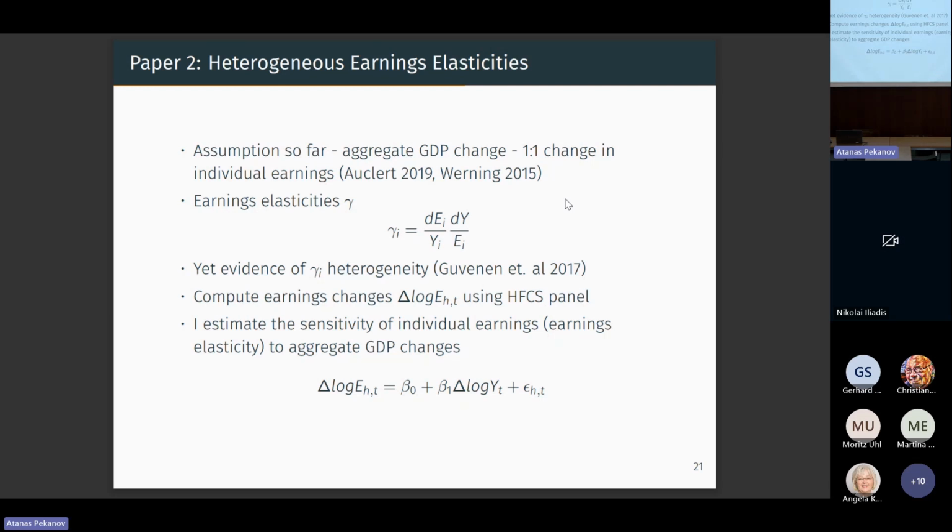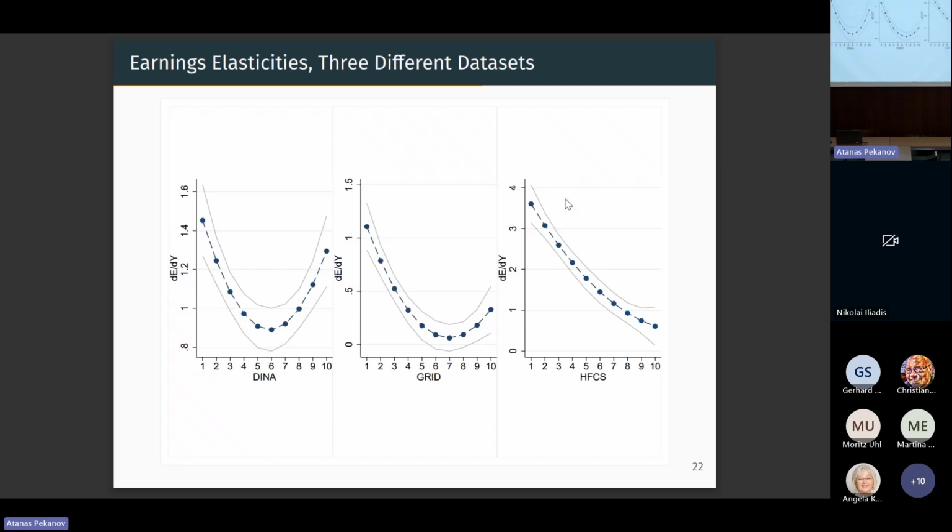Here I'm going to show you just the main results. So estimating the sensitivity of individual earnings to total GDP changes. In another paper, I do it with 3 different data sets and I compare them. But here I'm going to show you only the results with the HFCS. So far we assumed this should be at 1. And now you see that this is actually very, very heterogeneous.